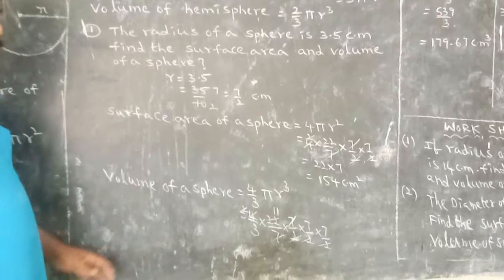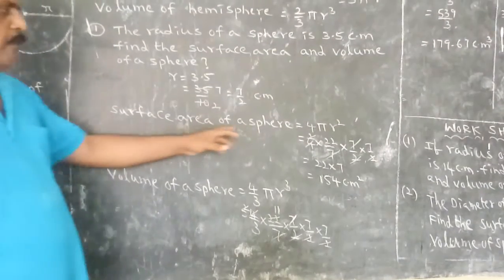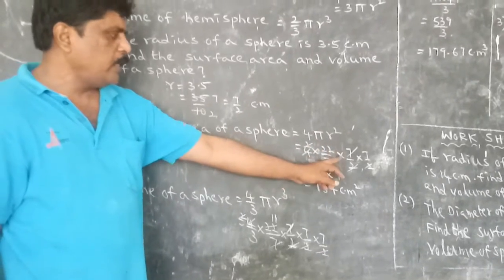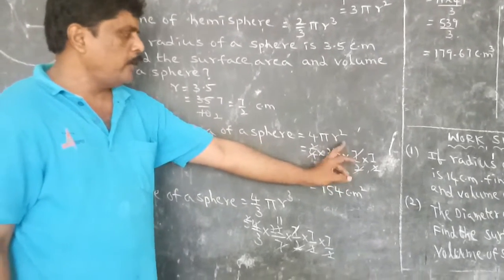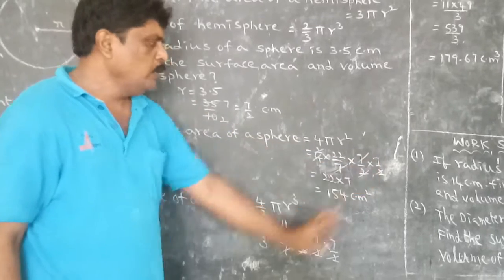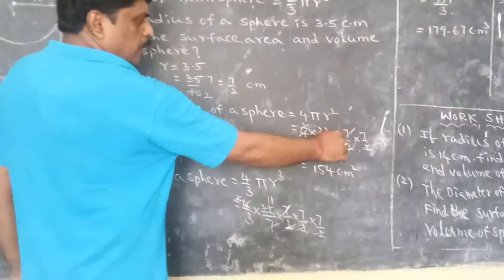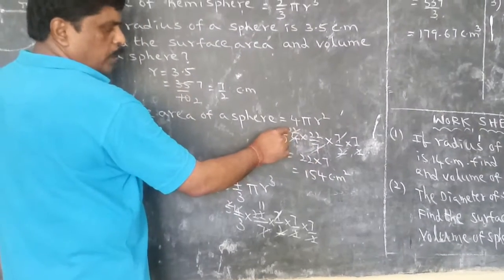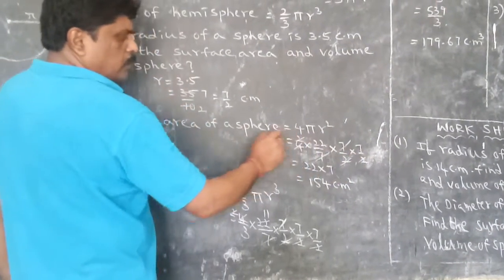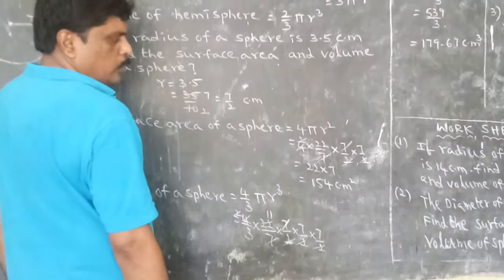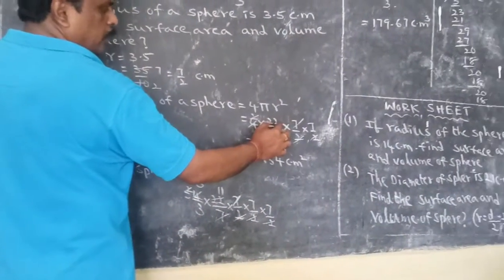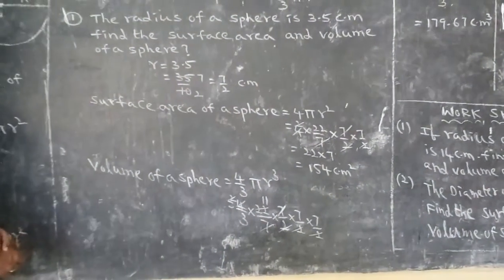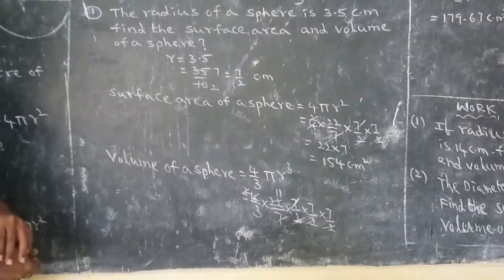I have to put it in the formula of surface area of a sphere, 4 pi r square. 4 into pi, which is 22 by 7, into r square, which means 7 by 2 into 7 by 2. Here 7 and 7 are cancelled. 2 is cancelled in 4 two times, and this 2 also cancels. So what remains in the numerator? 22 and 7. Now multiply 22 into 7, you get 154 centimeters square. That is the surface area of the sphere.